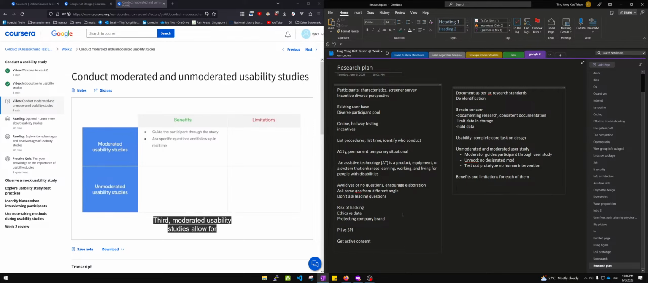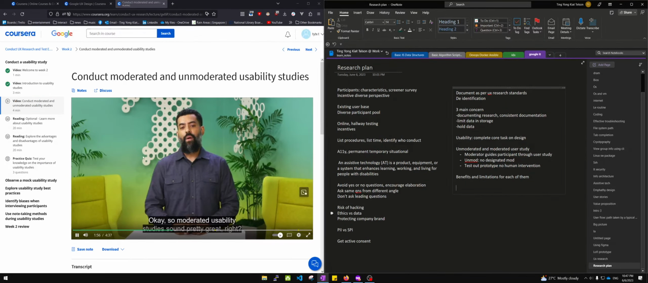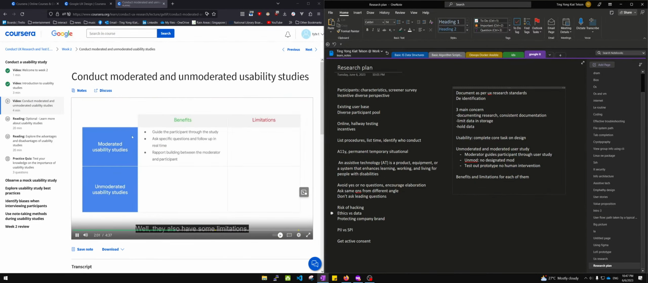Third, moderated usability studies allow for rapport building between the moderator and participant, which can help the participant open up and share more feedback about the design. Building rapport is especially important if the design being tested deals with sensitive or personal issues. Okay, so moderated usability studies sound pretty great, right? Well, they also have some limitations.